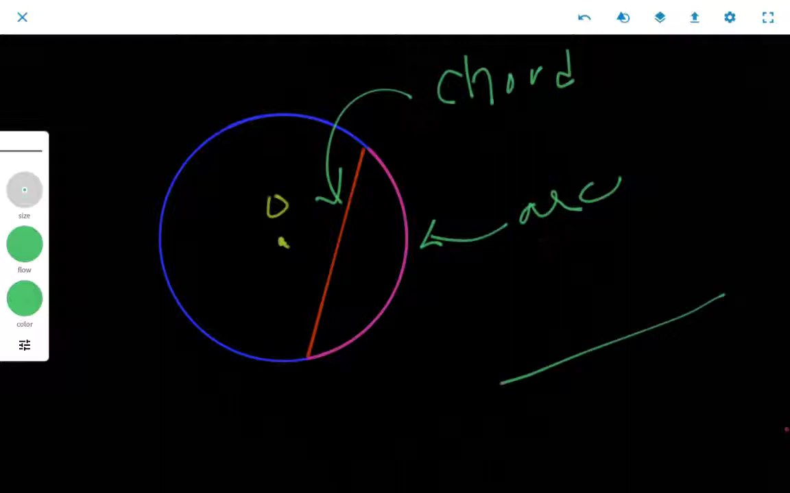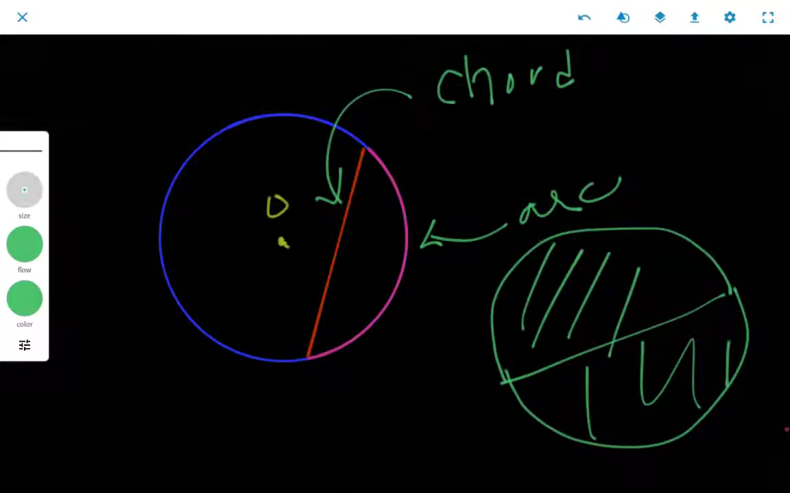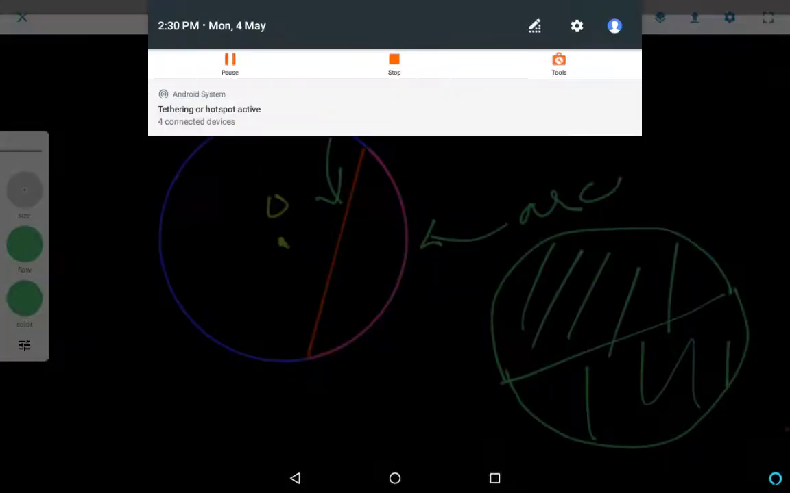Now what is a semicircle? I'm just drawing it here. Half of the circle. This is one semicircle. Understand? Now let's erase this. I'll show you one thing more.